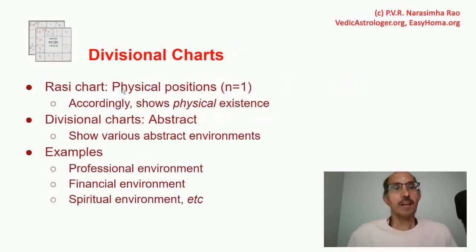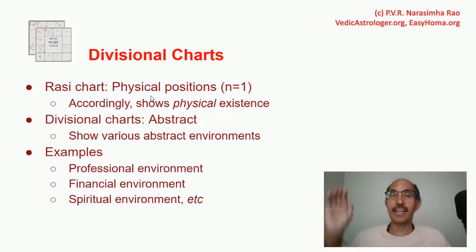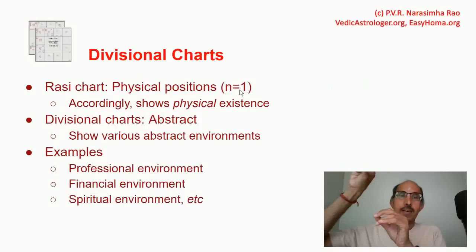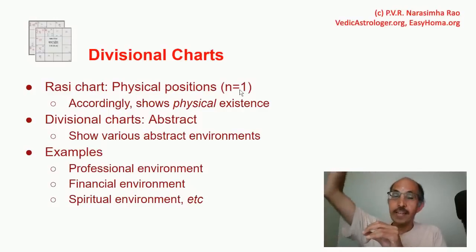Let us look at Rasi chart versus divisional charts. Rasi chart, it shows the physical positions of planets in the skies. Because we are taking N to be 1, if a planet is, for example, in Taurus, it is actually in Taurus physically. If a planet is in Cancer, it is actually in Cancer physically. So these are the physical positions of planets, and accordingly, this chart shows the physical existence of somebody.